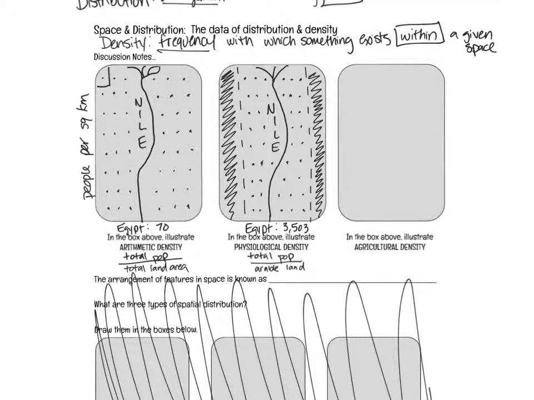So if you take all of the population now and you shove it into the amount of land that is actually farmable and can produce food for all of those people, that number goes way up, 3,500 people in 1 square kilometer, okay, compared to the 70 if you spread them all out equally with arithmetic density, okay? Do you see that? Big difference there. Physiological is more real. This is reality. This is where people are living because that's where they can grow the food. It's where they can get water, right?